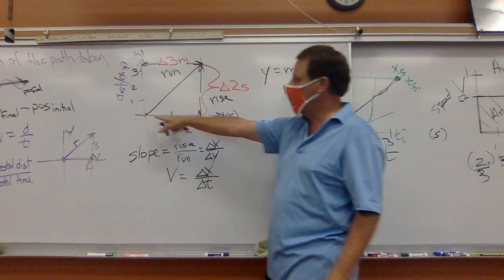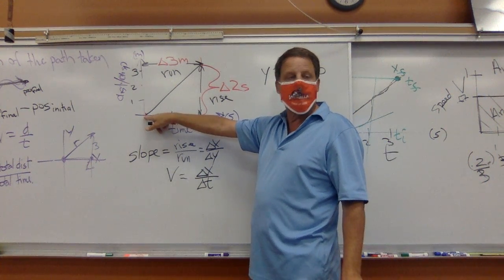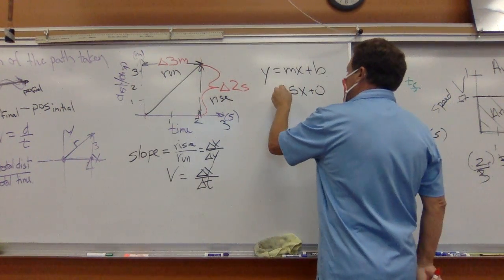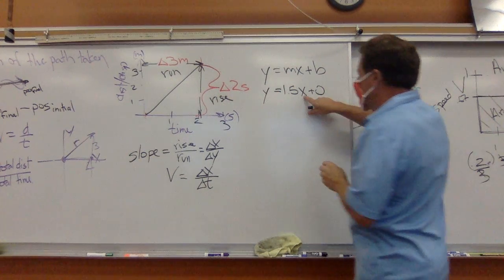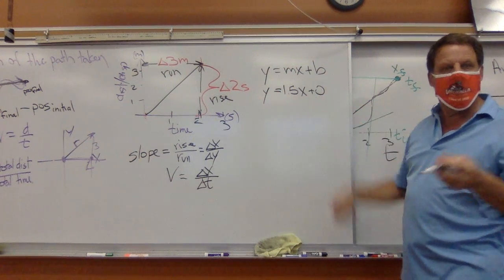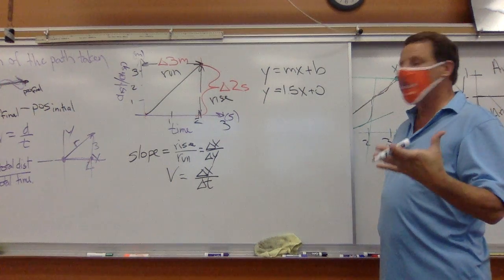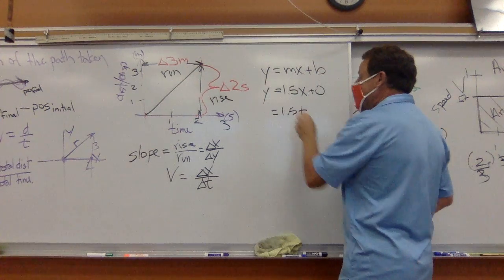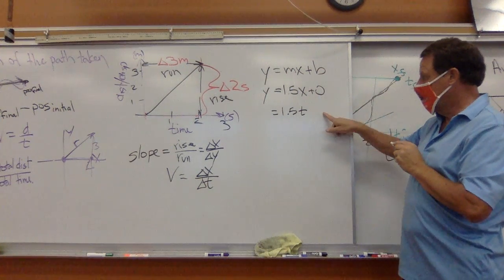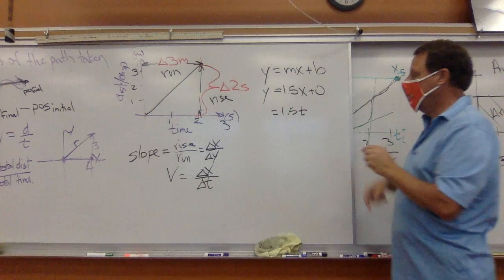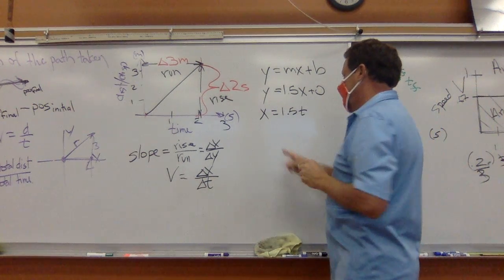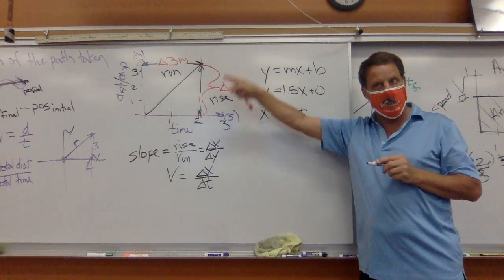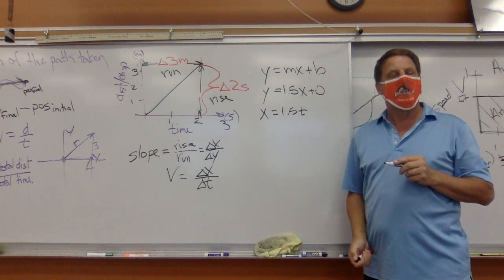It's going to be 0 because it is going to have the y-intercept at 0. Okay, so that is going to be plus 0, and this is going to be y. Except remember, the x is our independent variable. So we're going to rewrite that as 1.5t plus 0. And remember, x is our independent variable in this case.